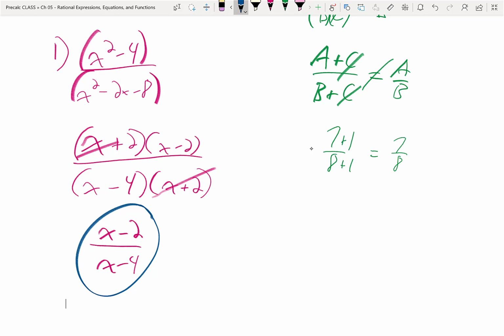I know x can't be 4, but I don't need to state that. That's a little bit obvious by looking at this version here. I know x can't be 4. But I don't know by looking at that x could not have been -2. I would have to reintroduce that. I canceled the factor that had that piece of information. So I wouldn't know that. So I have to say it now.